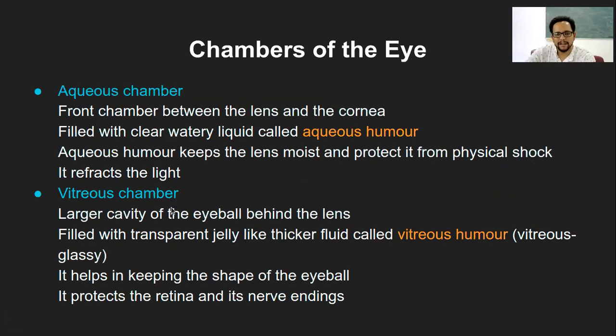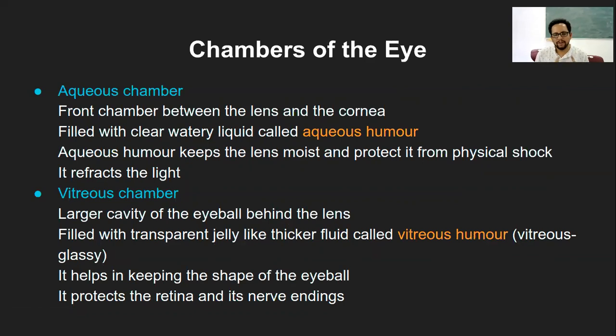Similarly, behind the lens there is the vitreous chamber, which is the larger cavity of the eyeball within the eye structure. And this is filled with a transparent jelly, a thicker liquid, more like a jelly-like structure. And it is vitreous humor. Now, vitreous means glassy. Glassy refers to a crystalline structure. So that is the vitreous part.